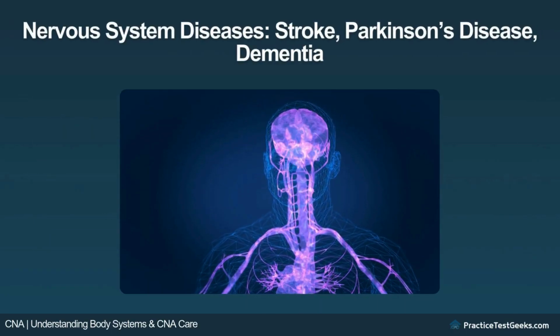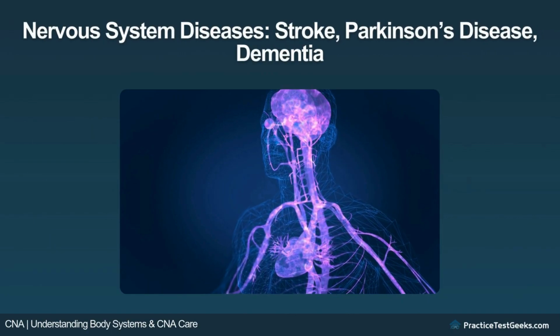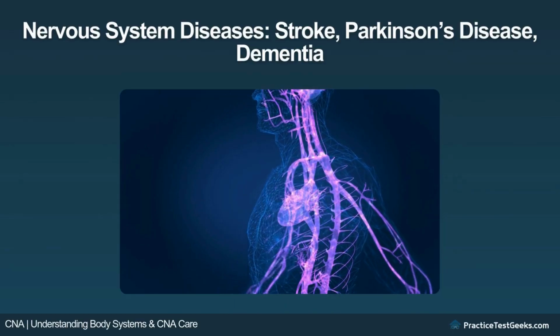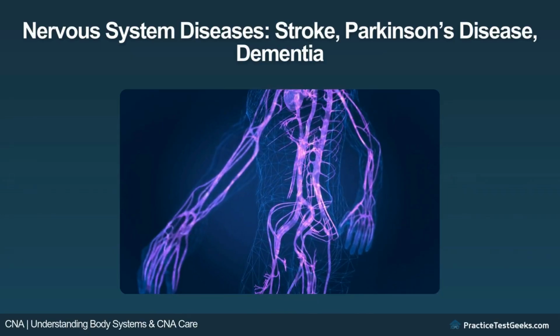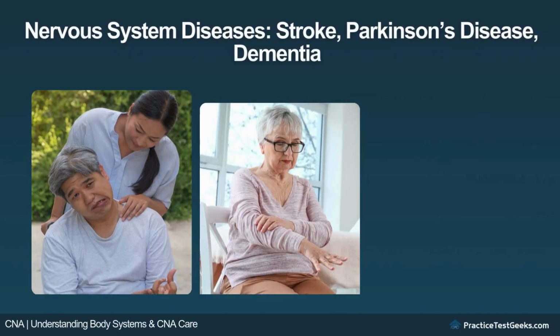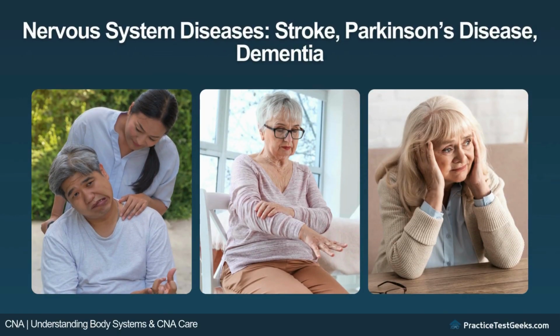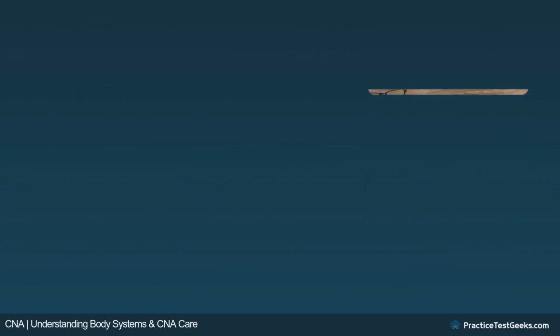The nervous system controls body activities and processes sensory information. Diseases affecting the nervous system can impair cognition, movement, and autonomic functions. As a CNA, it is important to recognize common neurological conditions that affect patients. These diseases often impact mobility, communication, and cognitive function, requiring specialized care and attention.